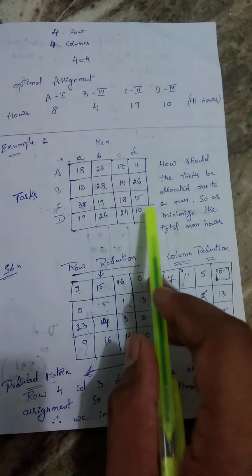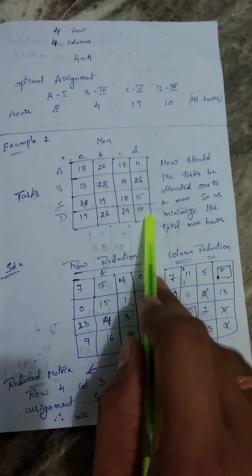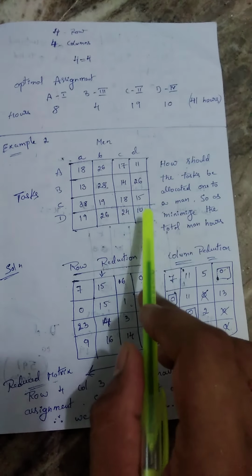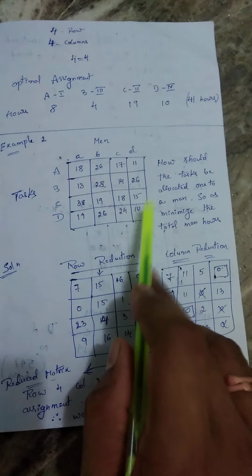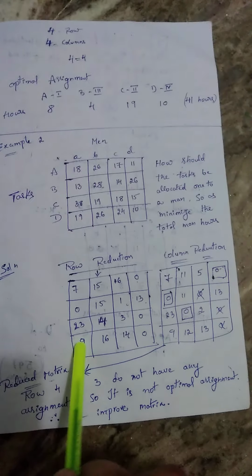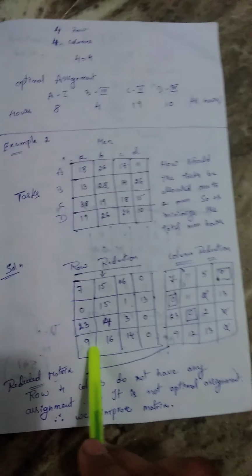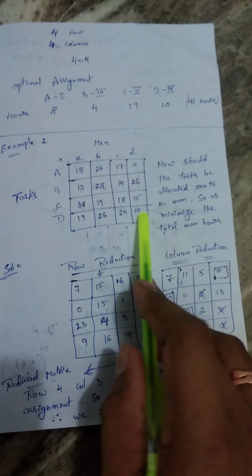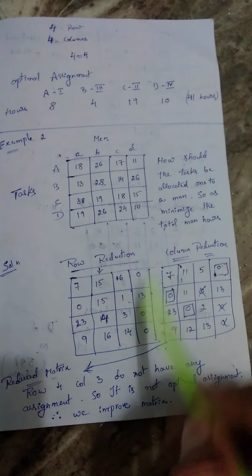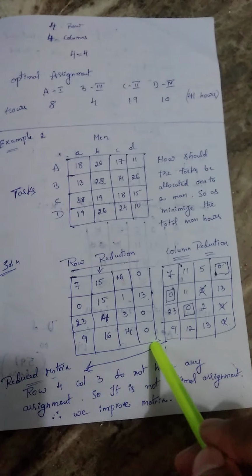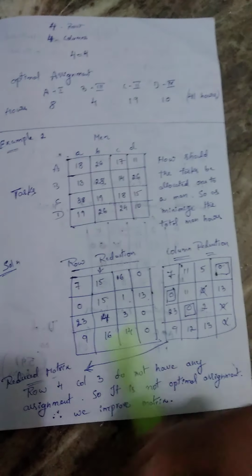And coming to the fourth row, 10 is the smallest element, and we subtract it from each element. 19 minus 10 gives 9. 26 minus 10 gives 16. 24 minus 10 gives 14. 10 minus 10 gives 0. This is called the row reduction.